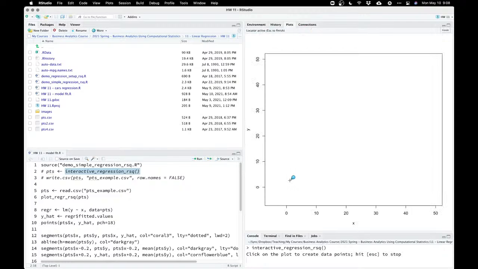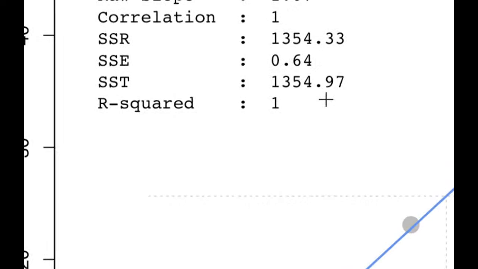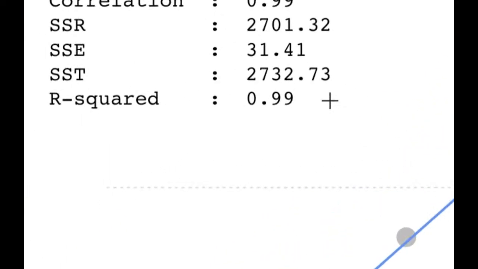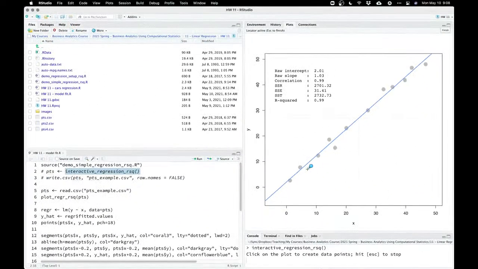One situation was if you do something like this, and you pretty much have everything lined up almost perfectly, you're going to get an R squared pretty close to 1. If you're off by a little bit here and there, the R squared will start dropping a bit. But it's still pretty good, like 0.99. So you can see that when the points are very close to the regression line, the R squared is very high.